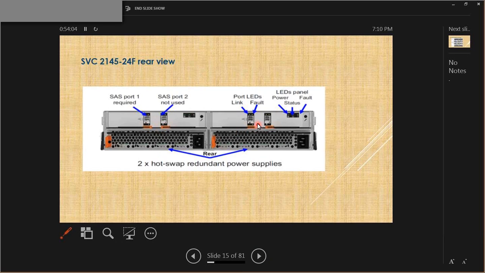Then you have a power LED and a link fault LED here. That is for the port, and then you have an LED panel for power status and fault LED. So this is how the rear end of the extension enclosure looks. In the upcoming slide, we have a connectivity diagram which is going to clear these things up a little more.